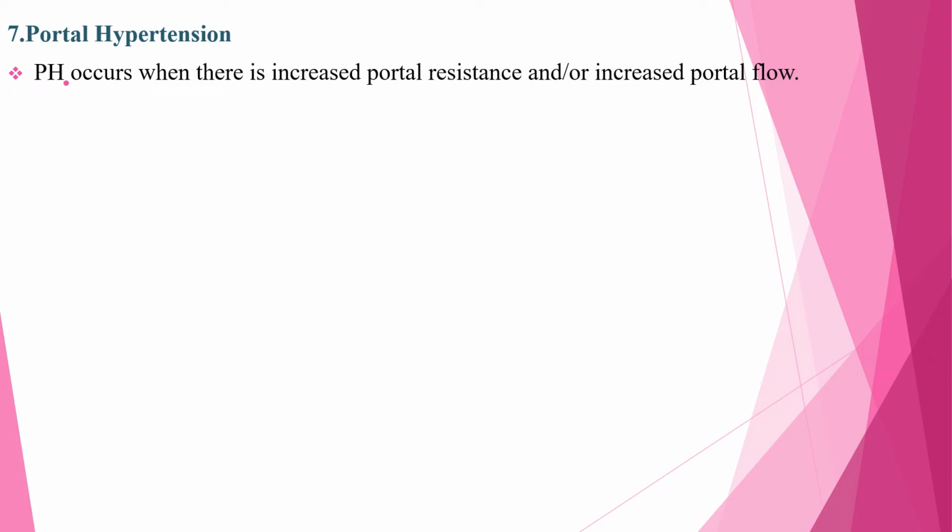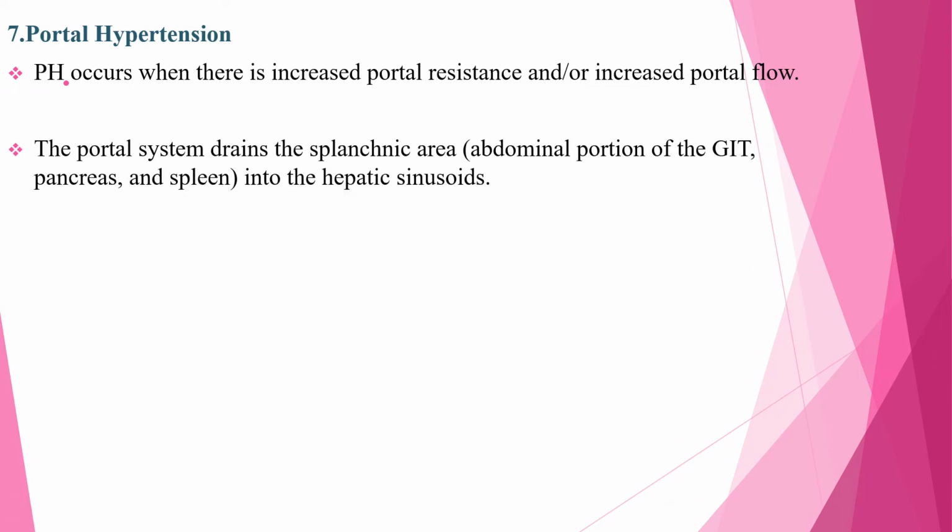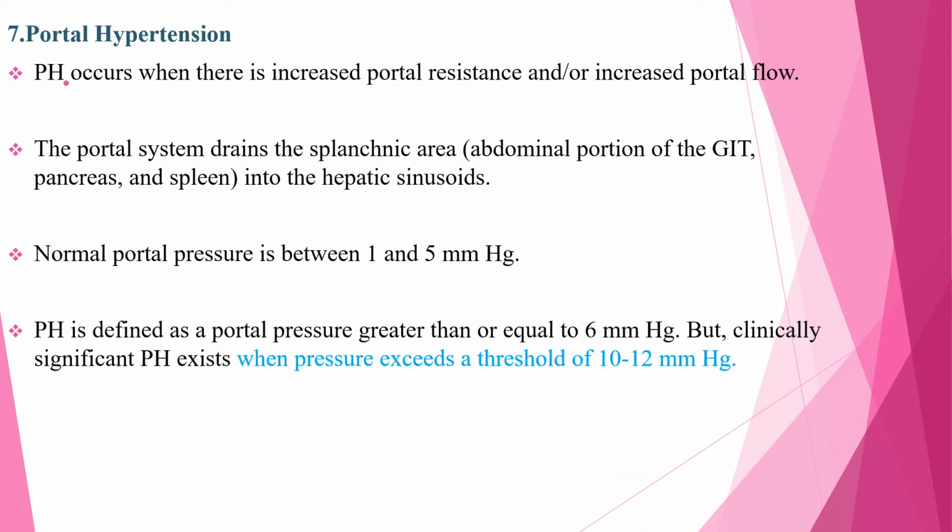The other is portal hypertension. Portal hypertension occurs when there is increased portal resistance and/or increased portal blood flow. The portal system drains the splanchnic area, that means the abdominal portion of the GIT, pancreas, and the spleen, into the hepatic sinusoids. Normal portal pressure is between 1 and 5 mm of mercury, whereas portal hypertension is defined as portal pressure greater than or equal to 6 mm of mercury, but clinically significant portal hypertension exists when pressure exceeds the threshold of 10 to 12 mm of mercury.